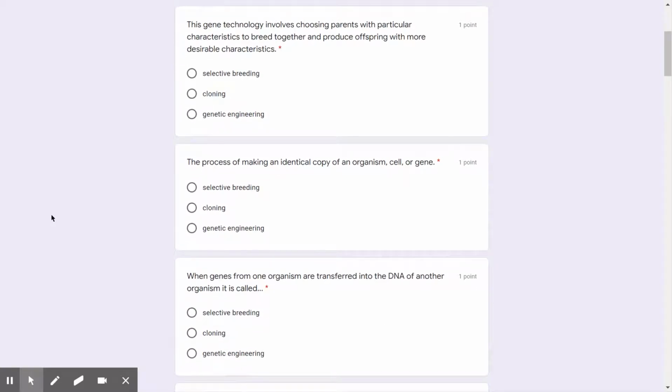Now, every question after that first one, you have the same 3 options. It's going to be selective breeding, cloning, or genetic engineering. So I'm not going to read those options every time I read a question. I'm just going to read through the questions. But have it known that your only 3 options are selective breeding, cloning, or genetic engineering.